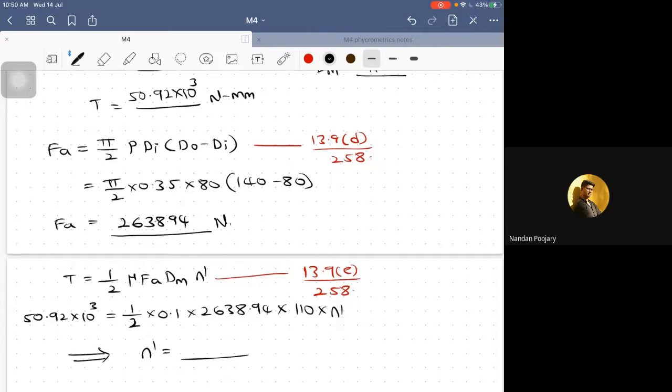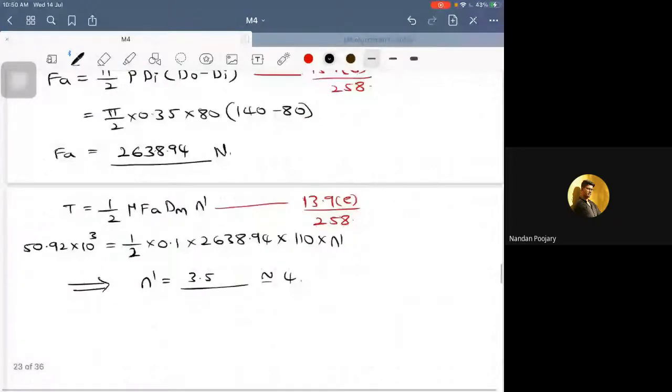Okay, 3.5 approximately. So shall I round this to 4? Okay, accepted by all of you. Rounding off to 4, because since it is a number, I cannot make half of a plate. Is that right? Yeah. Now remember, this is not the value required.